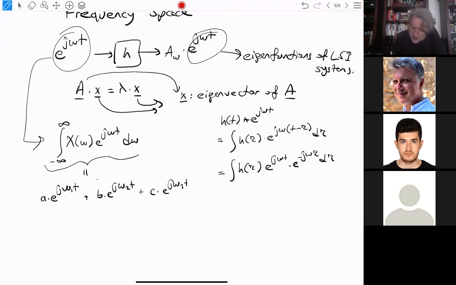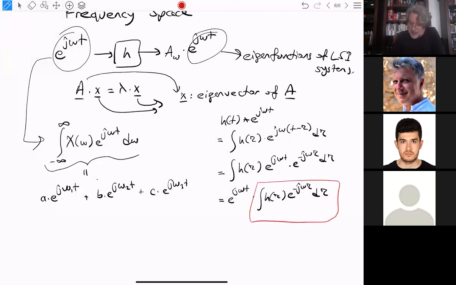Okay? And that is equal to, now this e to the j omega t part is independent from tau, so it can be taken out of the integration over tau. It's not related to tau. So I'm taking it out. e to the j omega t times the integral of h of tau e to the minus j omega tau d tau. And believe it or not, we are finished, because I said that the output of this convolution will be e to the j omega t times something. And that something is this.